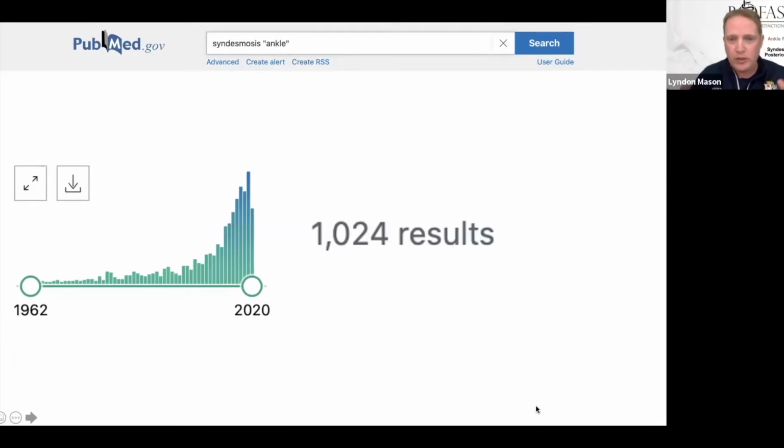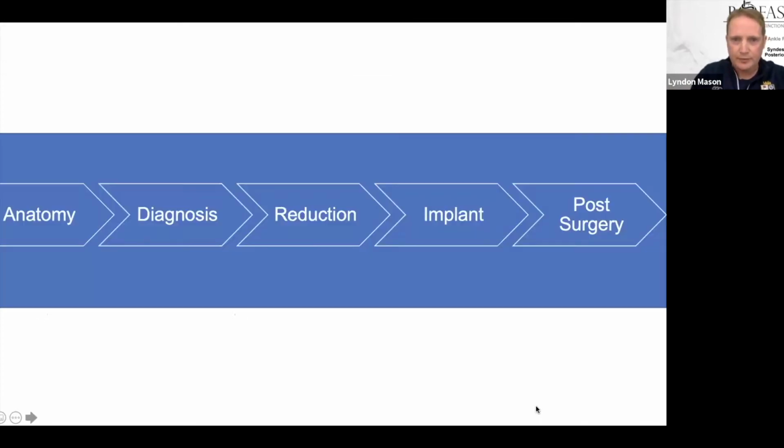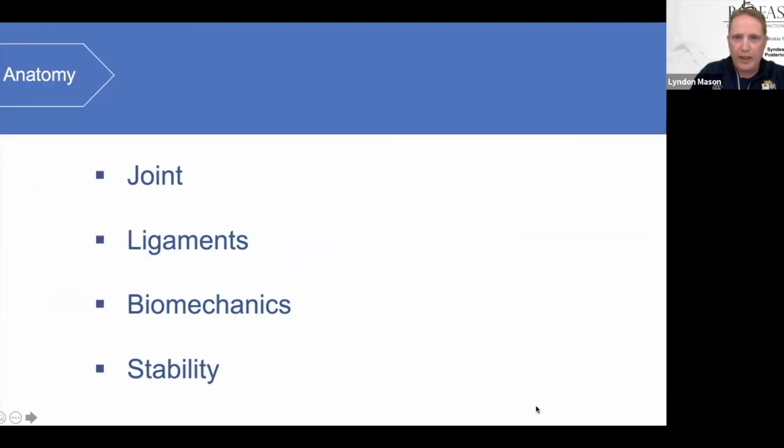So syndesmosis itself has got a lot of evidence. If you type syndesmosis and ankle into PubMed, as you can see, there are over 1,000 results. I'll go through the anatomy, the diagnosis, reduction, what implant you may use, and then the post-op. So for the anatomy, you've got the joints, ligaments, biomechanics, and stability.